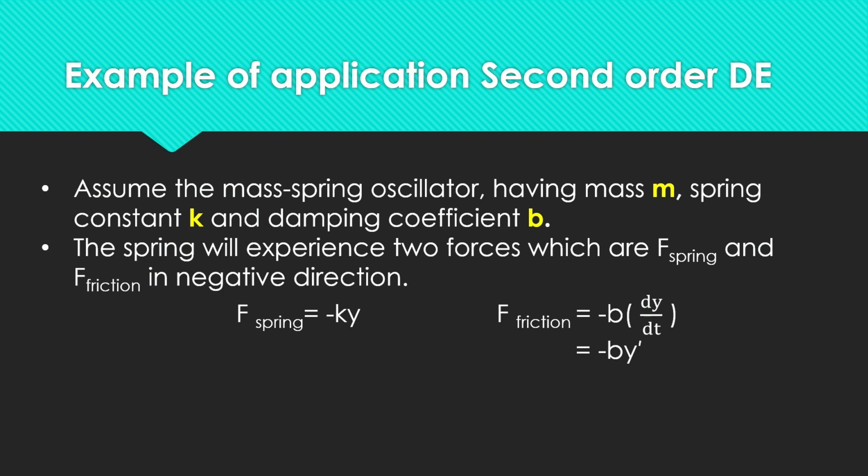Next, we move on to the frictional force experienced during the motion of the mass spring oscillator. Since frictional force is usually modeled accurately by a term proportional to velocity, and velocity can be found through the first derivative of displacement y with respect to time t, the frictional force is equal to negative b times the first derivative of y.